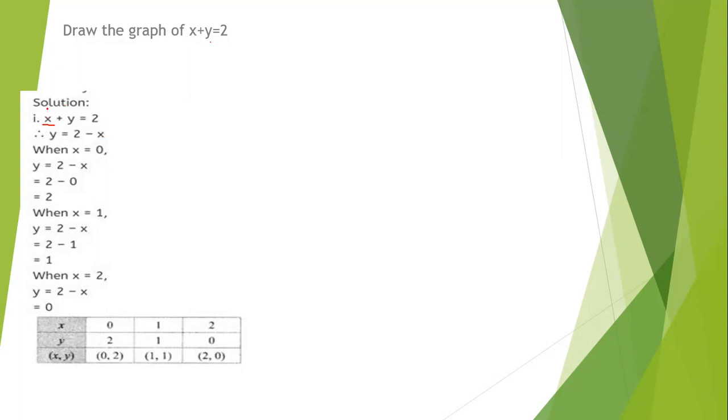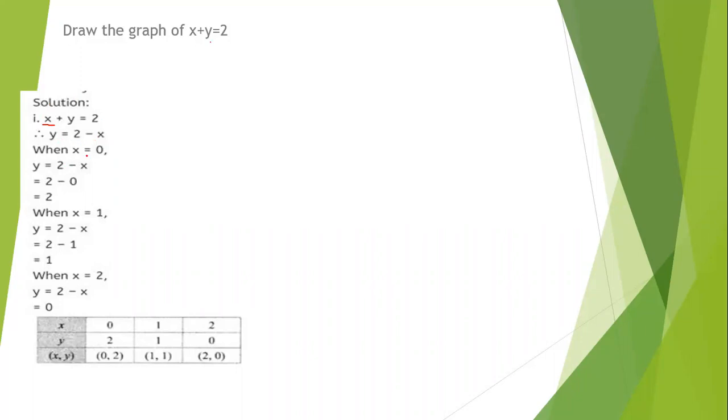So whenever you are moving it or you are changing the place of it from left hand side to the right hand side, you have to keep in mind the sign. The sign gets converted, okay. So here we have plus. When you will move it, it will get converted into minus. So we got the equation as y is equal to 2 minus x.